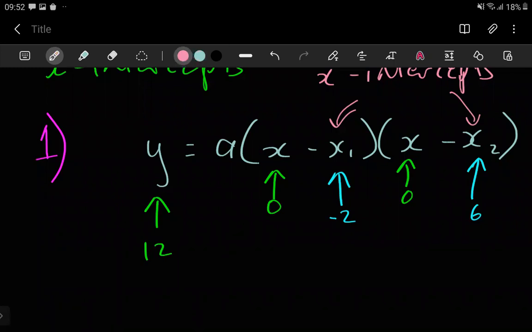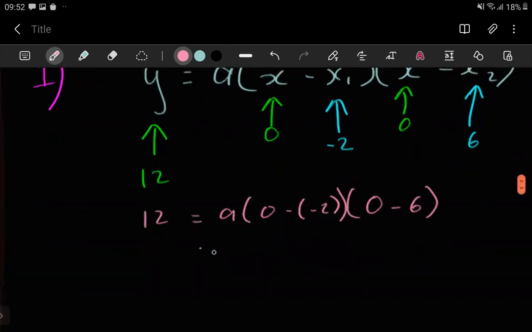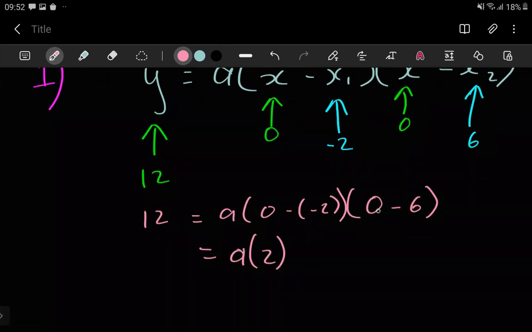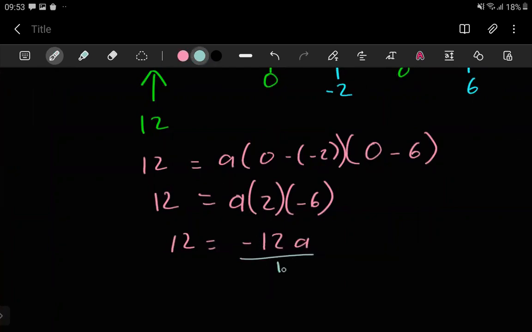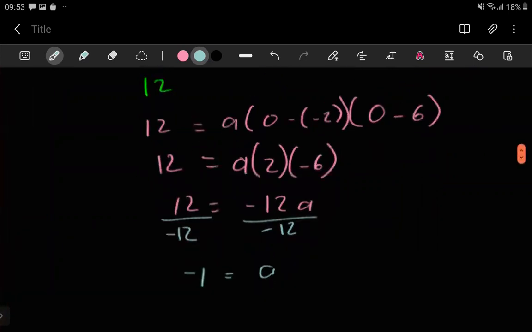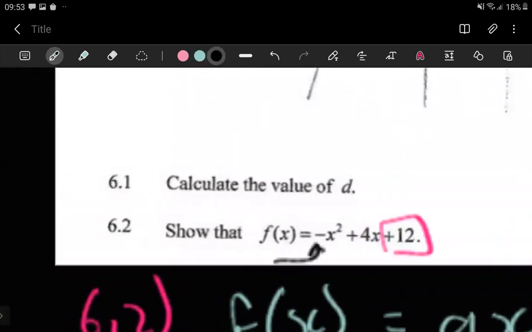So in practice, it's going to look like this. We're going to have here 12 = a(0 minus -2)(0 minus 6). Now, 0 minus -2, this is a negative and a negative, so it's a plus. 0 plus 2 is 2, and then -6 here. And then 2 times -6 is -12. And then here we're getting our a value as -1, which is quite reassuring, because in the equation that we were supposed to end up with, a is -1. So that's a good thing.